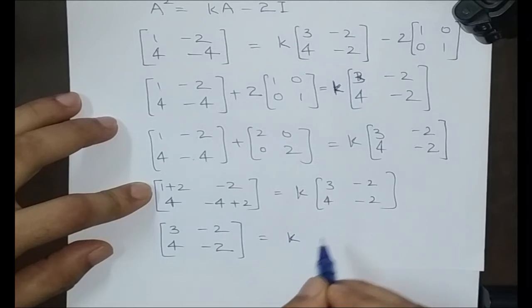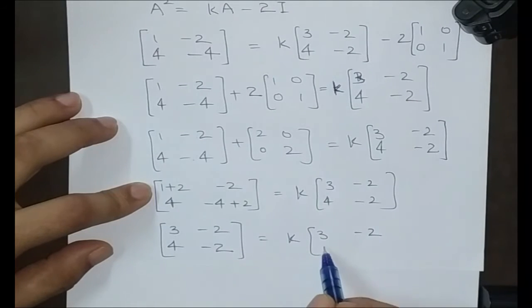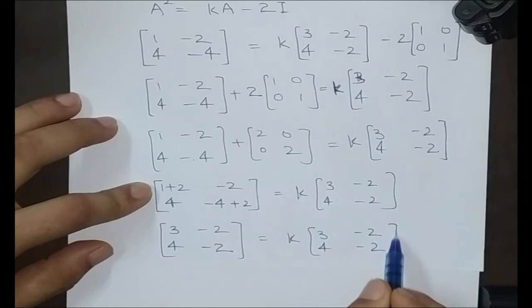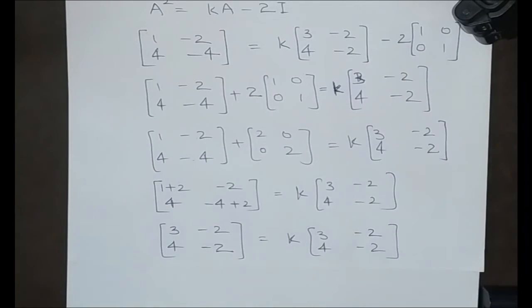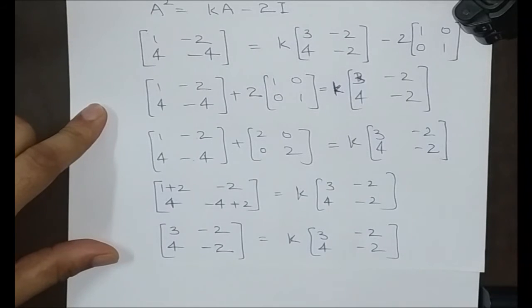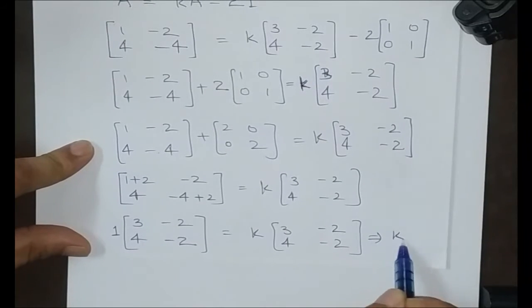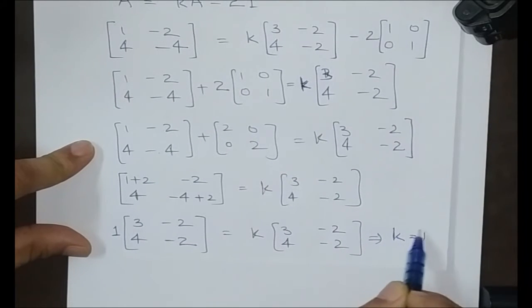Equal to K times [[3, -2], [4, -2]]. Let's say this matrix and this matrix are equal. So if I put 1 here, it will be the same. So this implies K is equal to 1.